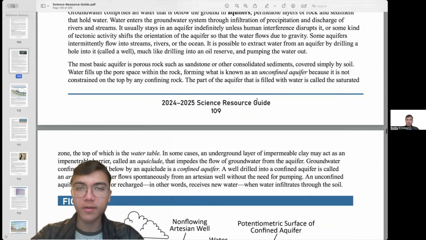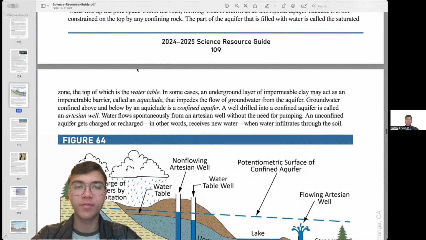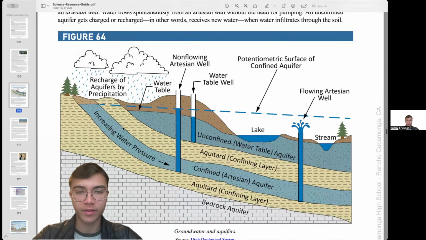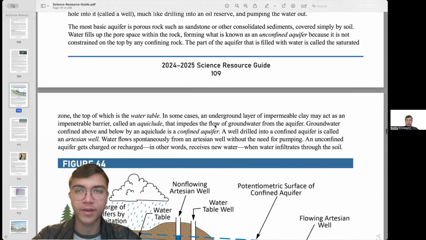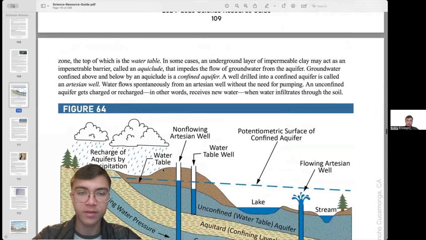And so then we have this idea that the part of the aquifer that has water in it is called the saturated zone. And the top of this is called the water table. And so if you think about the top of this aquifer here, it is called the water table, and this entire little region right here.